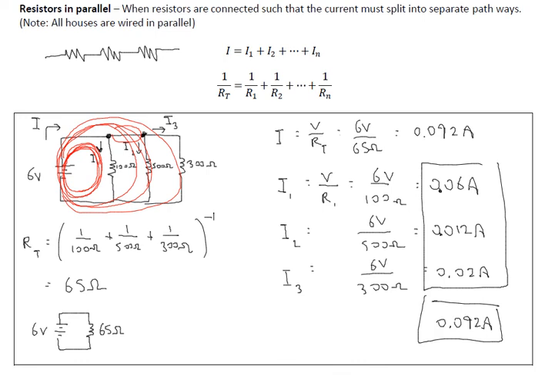So if you were interested in what the current would read right here, on that wire, if I1 was 0.06, that means in that path it would be 0.092 minus 0.06, 0.032 amps. And that 0.032 amps splits up into the 0.012 and 0.02.